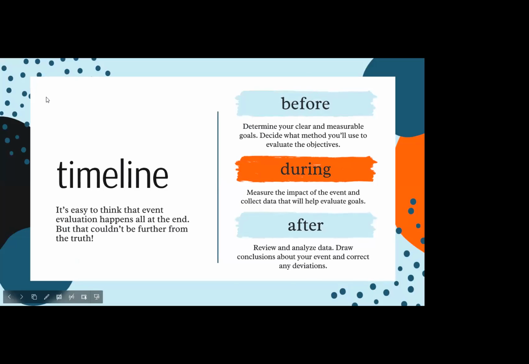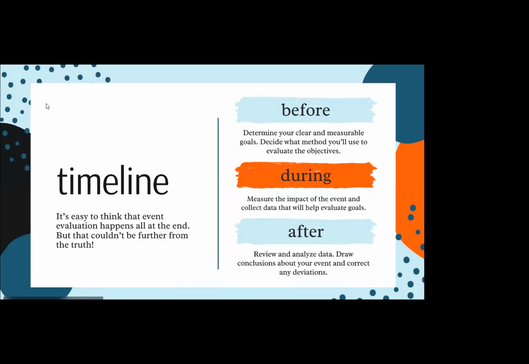So this exercise with the scientific method already sort of answers a bunch of questions around the timeline behind event evaluation. I wrote, it's easy to think that event evaluation happens all at the end, but that couldn't be further from the truth, right? As we know, it really starts in the before section when you're determining those clear and measurable goals. And like we said, it's really important to make sure that those goals are for everybody that's involved.